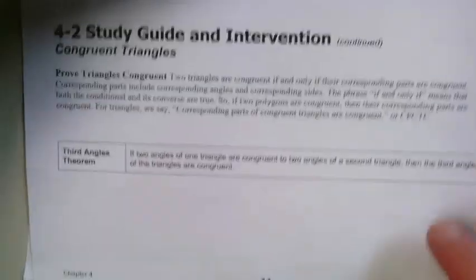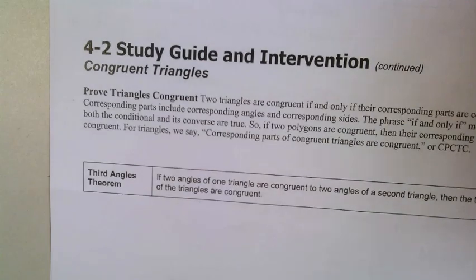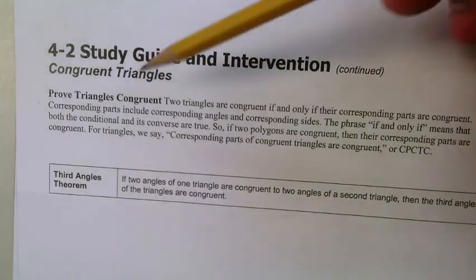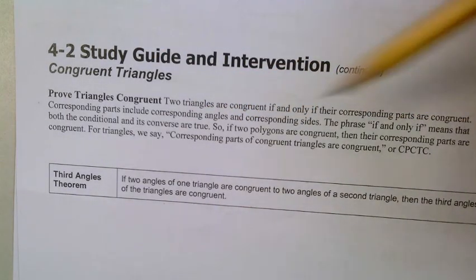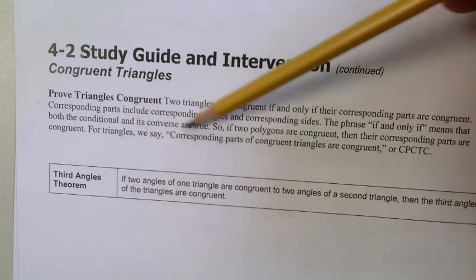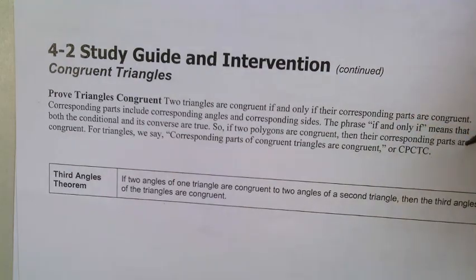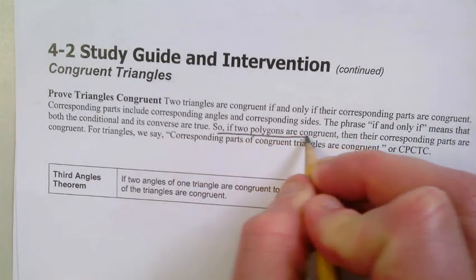All right, so moving on to the second section of 4, it talks about how to prove triangles congruent. Two triangles are congruent if and only if their corresponding parts are congruent, which we already knew. Corresponding parts include corresponding angles and corresponding sides. The phrase if and only if means that both the conditional and its converse are true. So if two polygons are congruent, then their corresponding parts are congruent. I hope that you caught on to that. That's a good point right there.